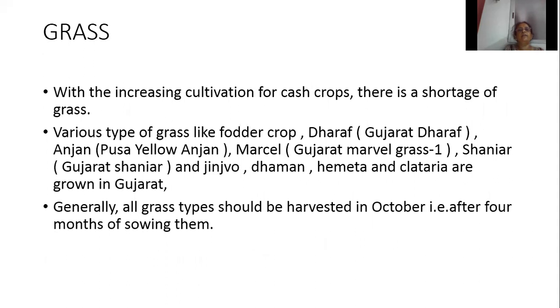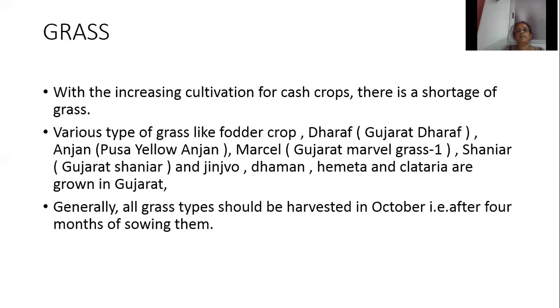The next one is grass. With the increasing cultivation of cash crops, there is a shortage of grass. We have seen now farmers are interested in cultivating cash crops because they will get the money immediately and they provide raw materials for many industries. There is a great demand for cash crops. So farmers are interested in cultivating cash crops. That is why there is a shortage of grass.